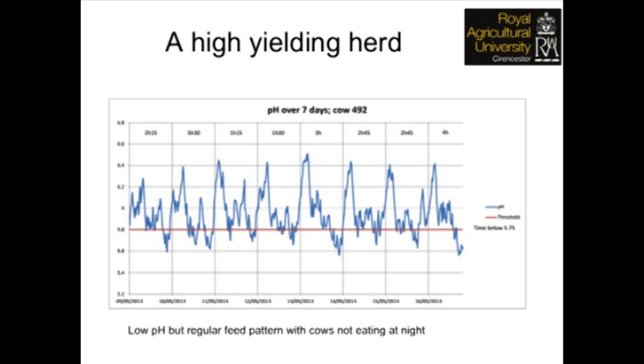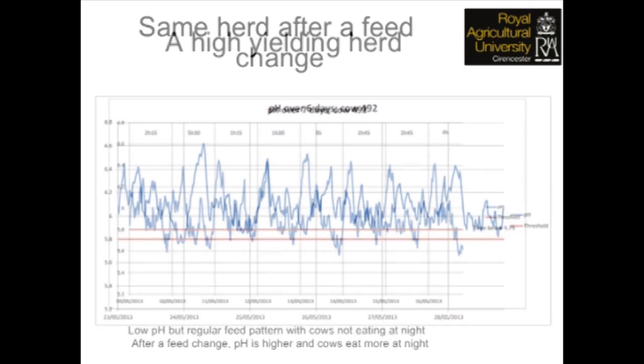Now that was slightly alarming for the nutritionist, because at that level that means those cows are drifting into acidosis. The cows have got a nice regular feeding pattern, but they're not eating at night as well. If you look, they're tending to have a very high rise in pH.